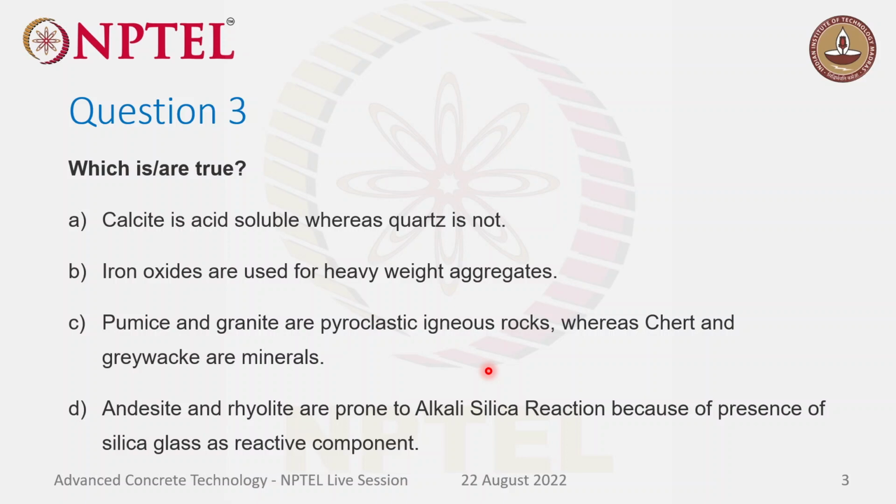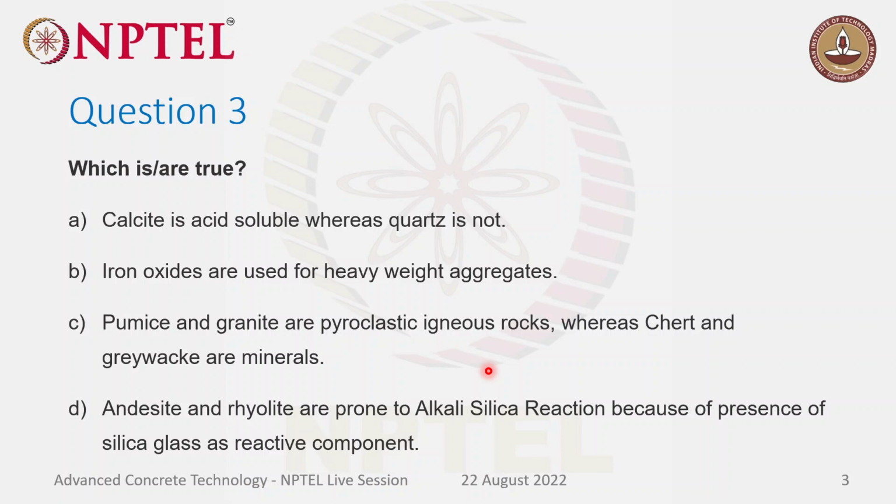Okay, then option B is iron oxides are used for heavyweight aggregates. So in the aggregate chapter, sir, I've taught you for what type of applications we use heavyweight aggregates, and you were given some examples of heavyweight aggregates. Along with that, you have also been explained what type of ores can also be used as heavyweight aggregates. If you know that, you can know whether the option is right or wrong. And option C is pumice and granite are pyroclastic igneous rocks.